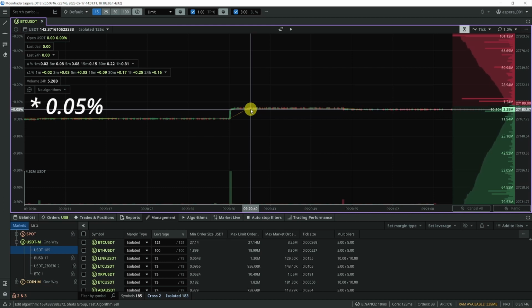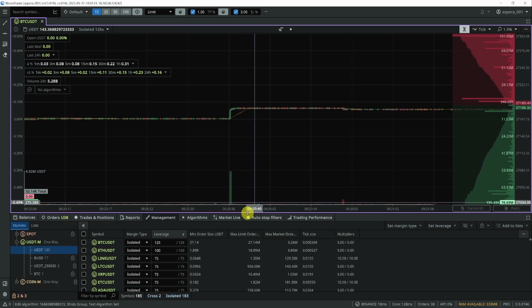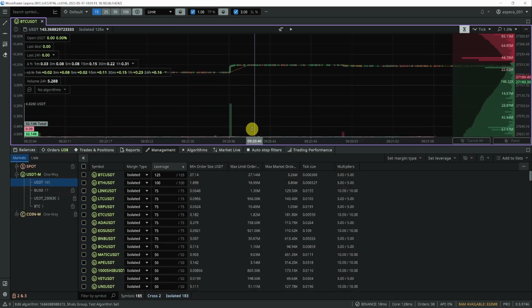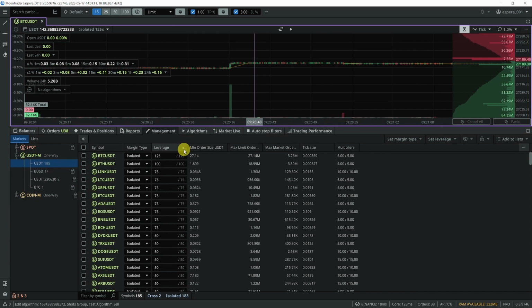0.5%. That's not a good distance for shot trading, for shots algorithm. So yeah, these you probably don't want to trade on with shots algorithms. On the other end of the spectrum, we have these guys.